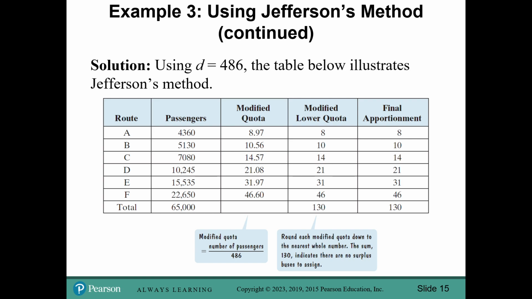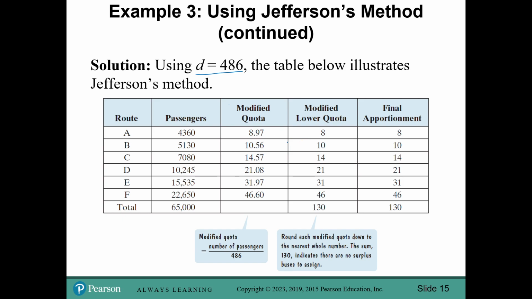You can work through all these numbers, right? So the modified quota is just the number of passengers in this case over that 486 that we set for our D here. Okay? So that's all we're doing. We're taking the passengers for each route dividing by 486. That's going to give us our modified quota, and we're going to round that modified quota down to get the modified lower quota. That's why even though it's 8.97 here, we're still rounding it down because it did not reach the 9. Okay?